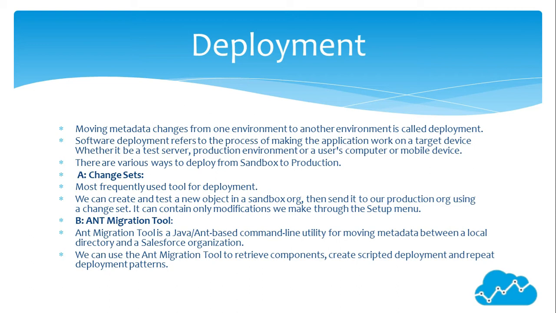There are various ways to deploy from sandbox to production. First, change sets. Most frequently used tool for deployment, we can create and test a new object in a sandbox org, then send it to our production org using a change set. It can contain only modifications we make through the setup menu.